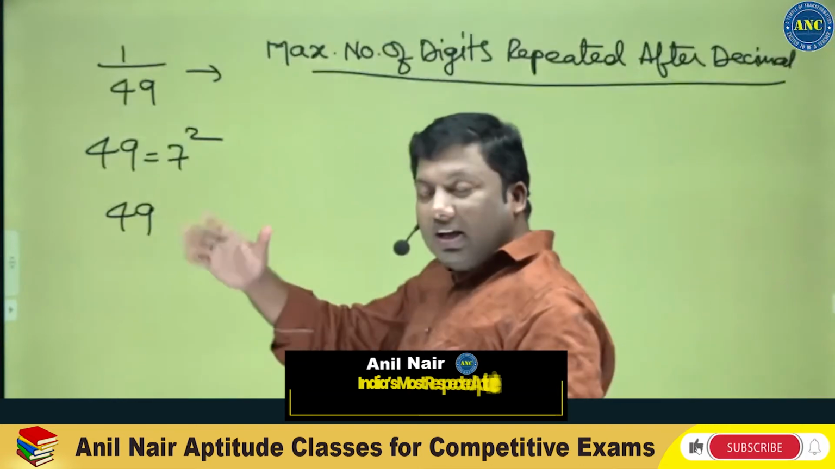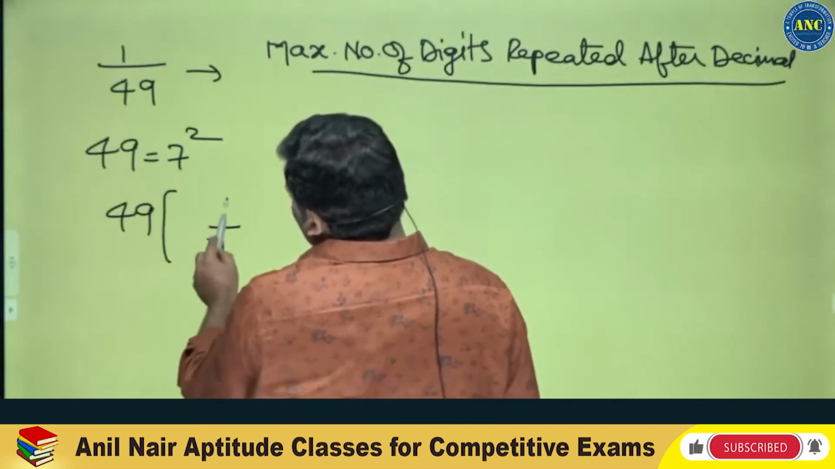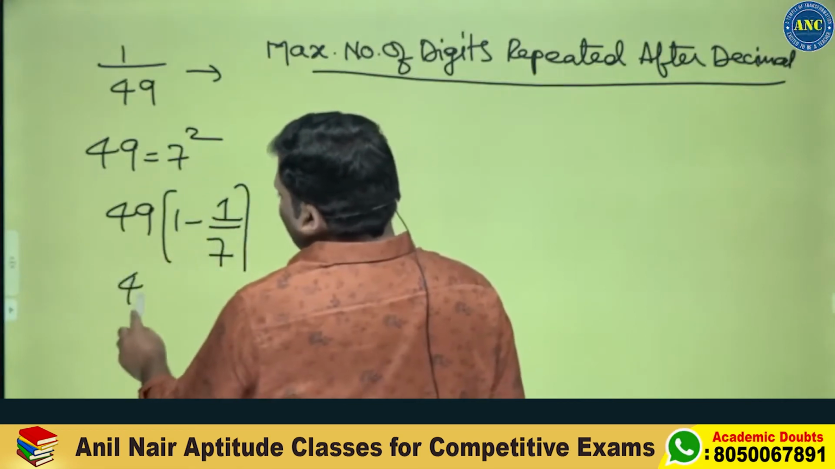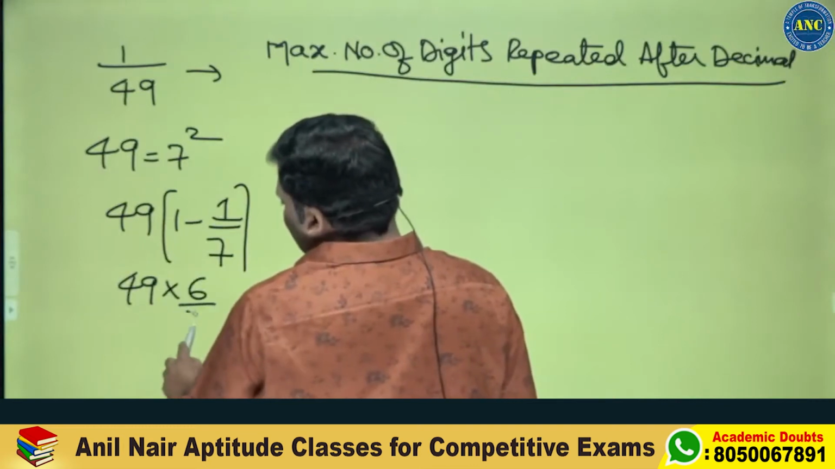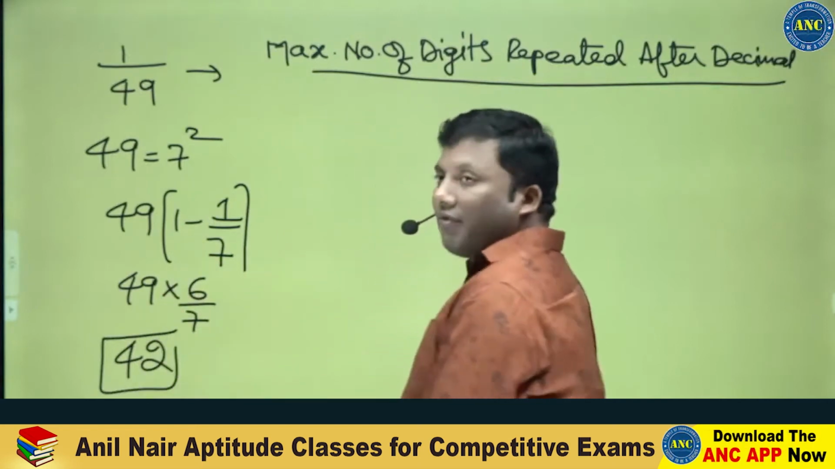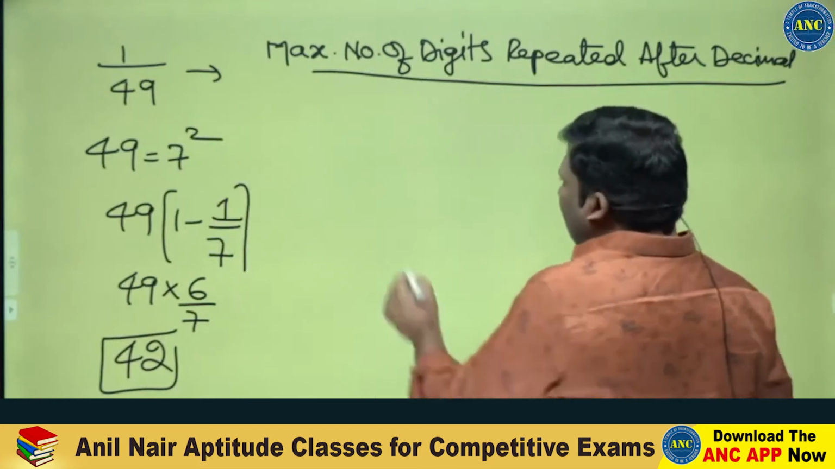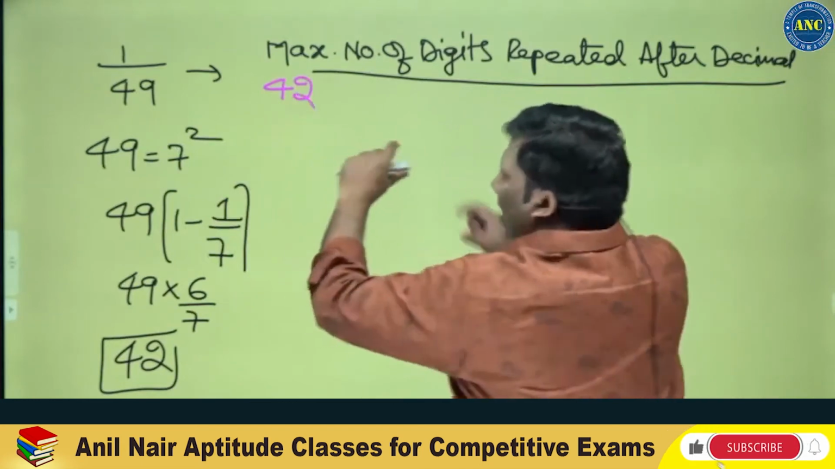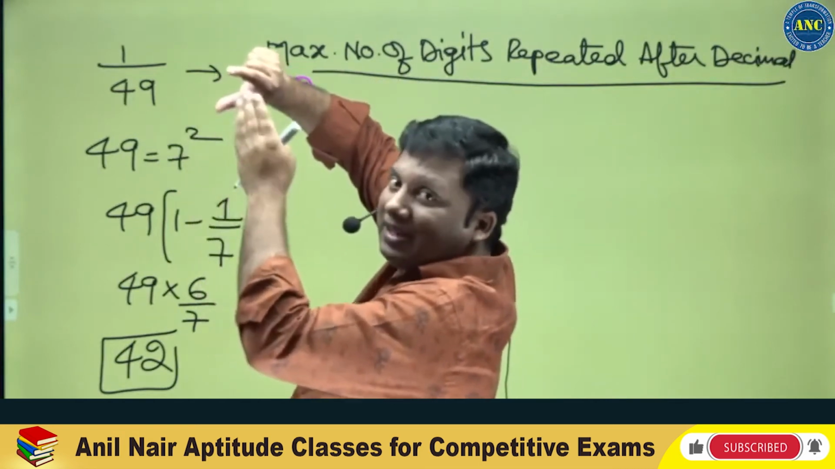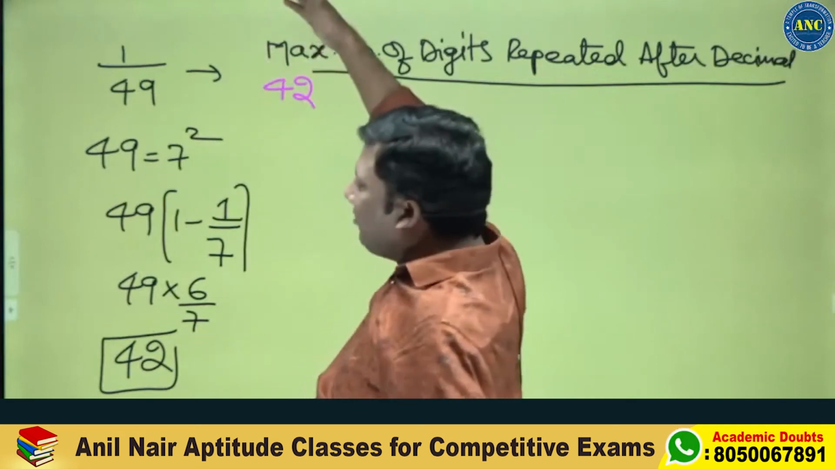If I take 49 consecutive numbers from 1 to 49, for every 7 numbers, 1 number is divisible. So the remaining 6 numbers are not divisible. So 49 into 6 by 7, the answer is 42. The maximum number of digits repeated after the decimal for 1 by 49 is 42. After the dot, it is a recurring decimal. Recurring decimal means digits get repeated. After the dot, how many digits will get repeated?